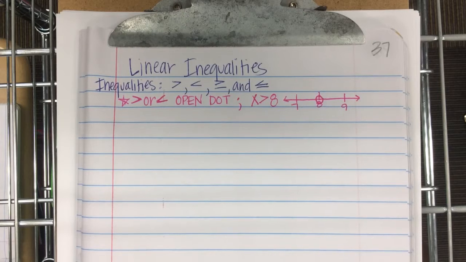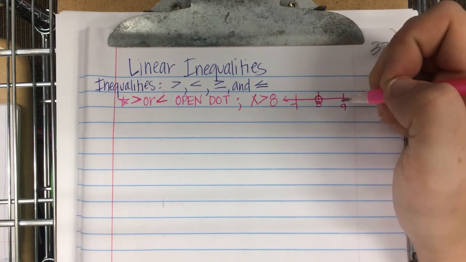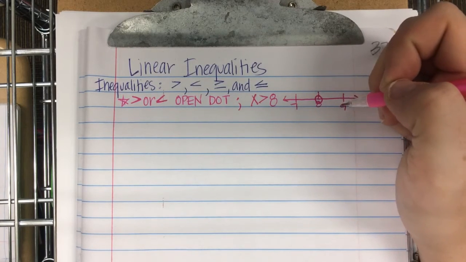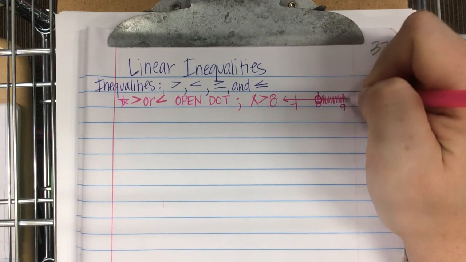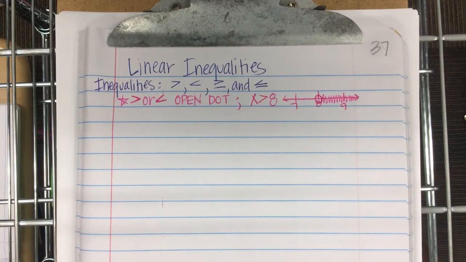And do you remember this? Which way does it shade? To the right. X is greater than 8. Where do numbers that are greater than 8 live? To the right.